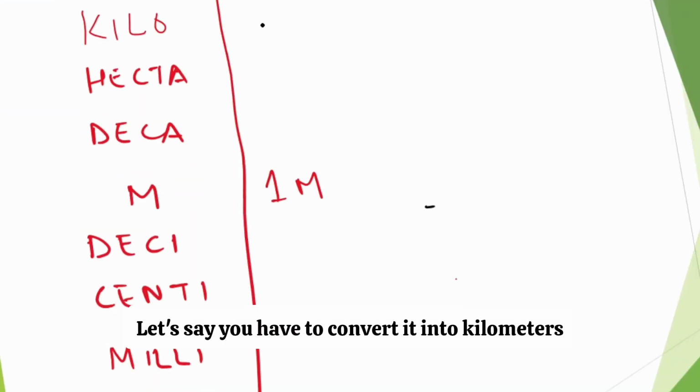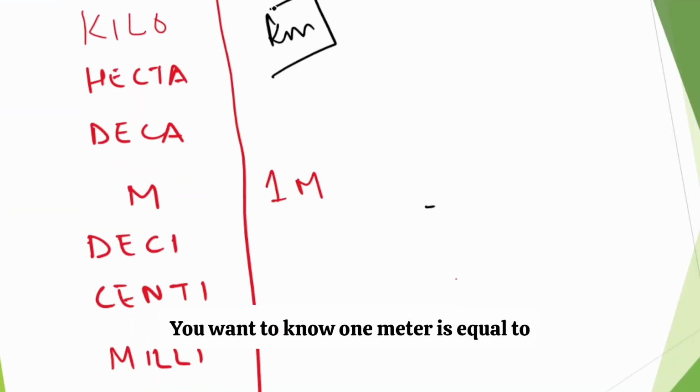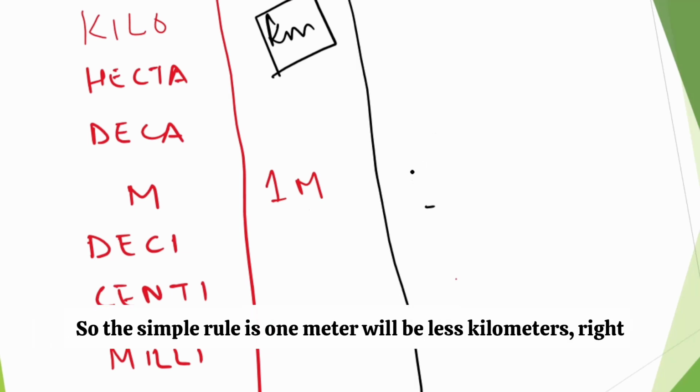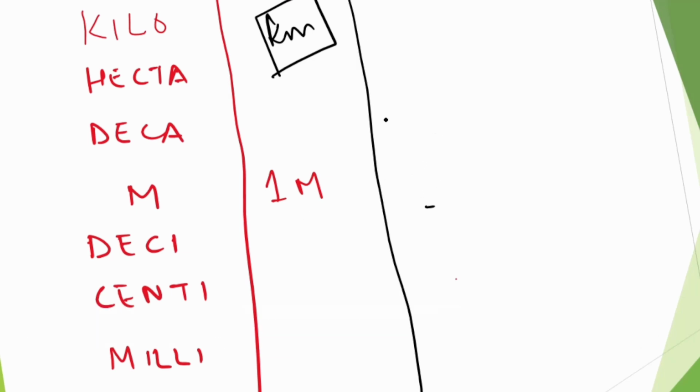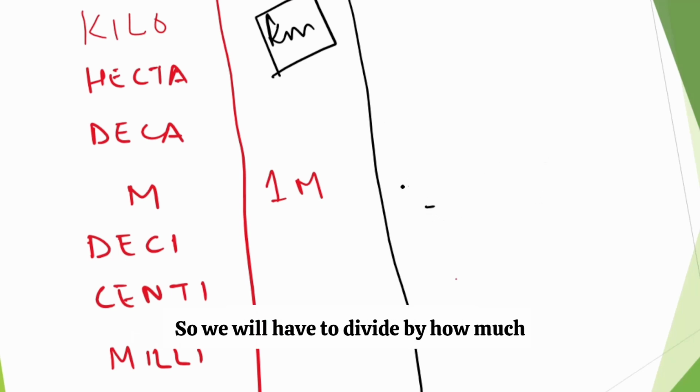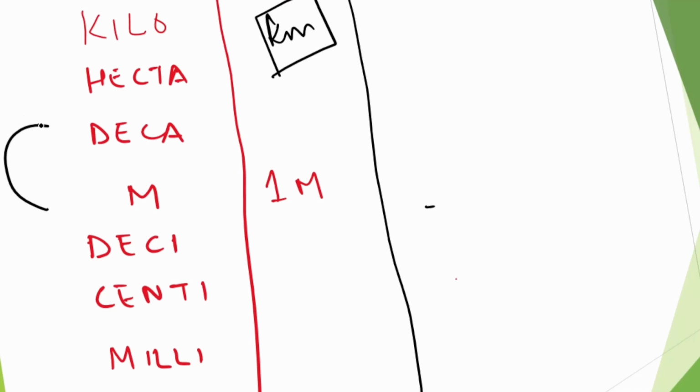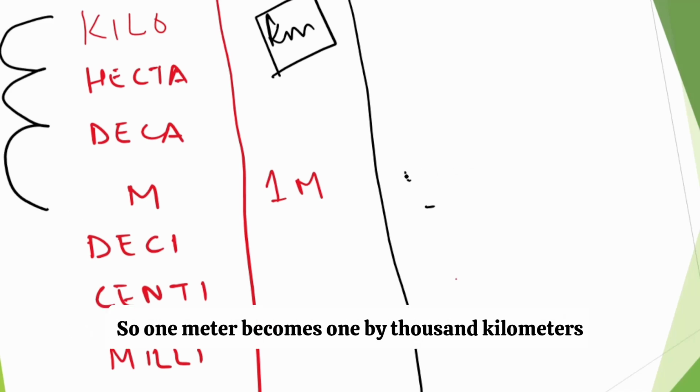Let's say you have to convert into kilometers. You want to know 1 meter is equal to how many kilometers. So the simple rule is 1 meter will be less kilometers, right? So 1 meter is small. 1 meter is say the length of cloth we buy. It will be very little kilometers. So we will have to divide by how much? Divide by 10, 100, 1000. So 1 meter becomes 1 by 1000 kilometers.